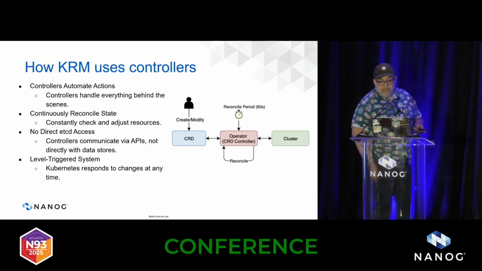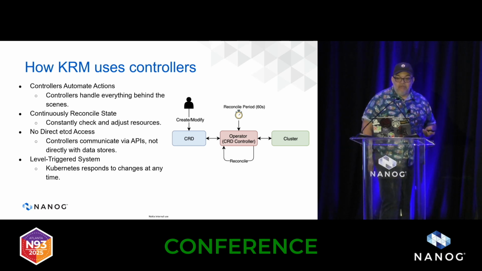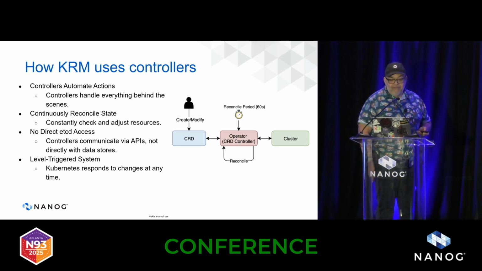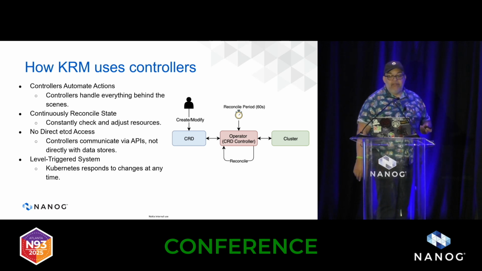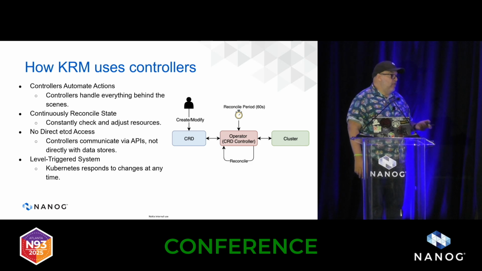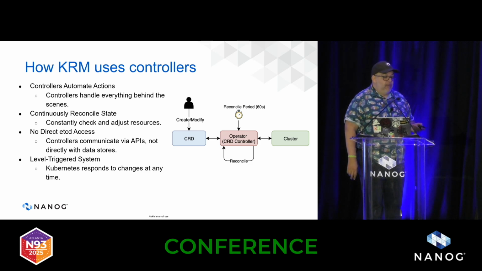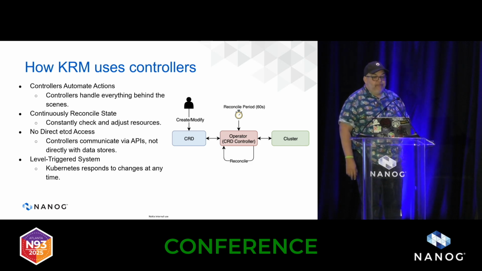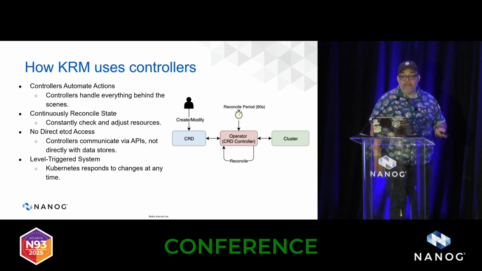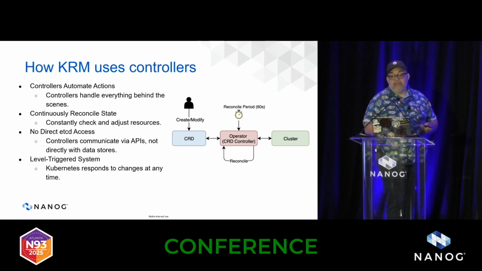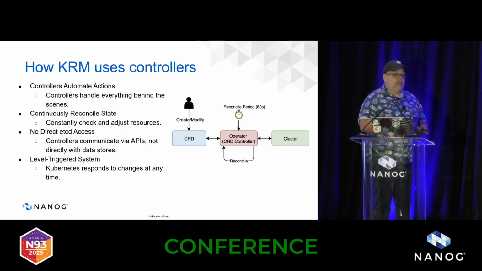This is the last slide before the demos, so we're going to get into the cool stuff. Let's talk a little bit about controllers. Controllers basically work like automated supervisors. What they do is ensure that the system always matches the desired state. They don't directly access the database, but use the Kubernetes API to make adjustments.